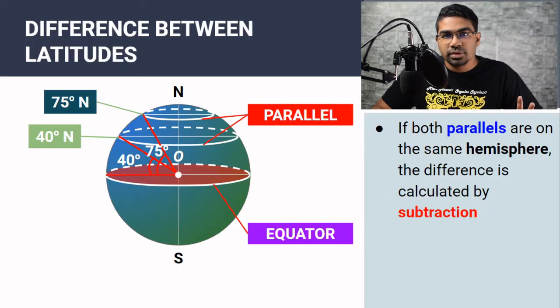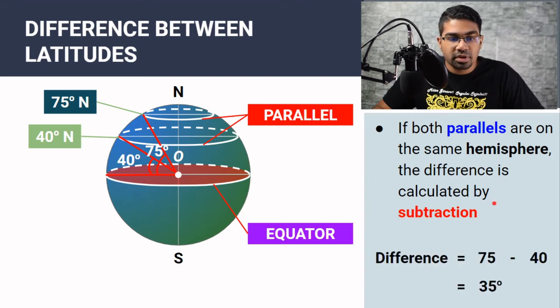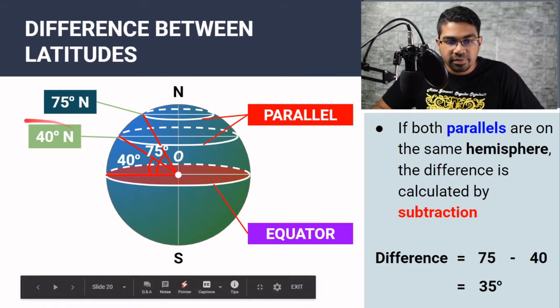The difference between latitudes is similar in concept to the difference between longitudes. Here, if both parallels lie on the same hemisphere, let's look at this example here. These two parallels lie in the northern hemisphere. So we have 75 degrees north and 40 degrees north. Since they lie on the same hemisphere, the difference between these latitudes can be calculated by using subtraction. So the difference here will be 75 degrees, the larger one, minus 40 degrees. So the difference between this latitude and this latitude is 35 degrees.